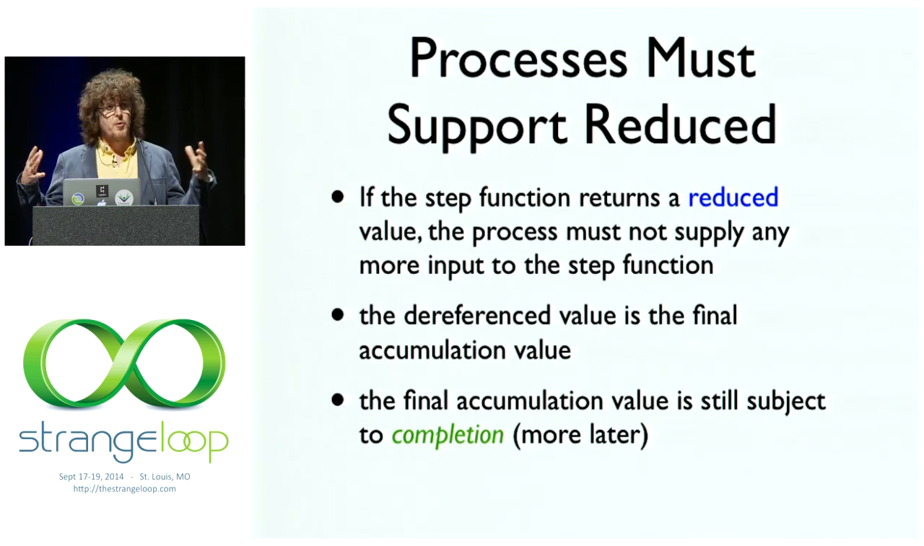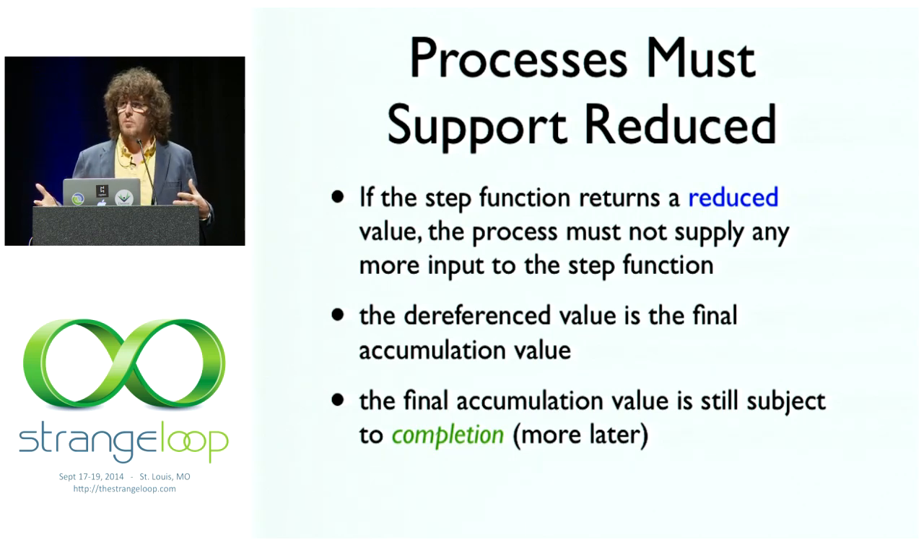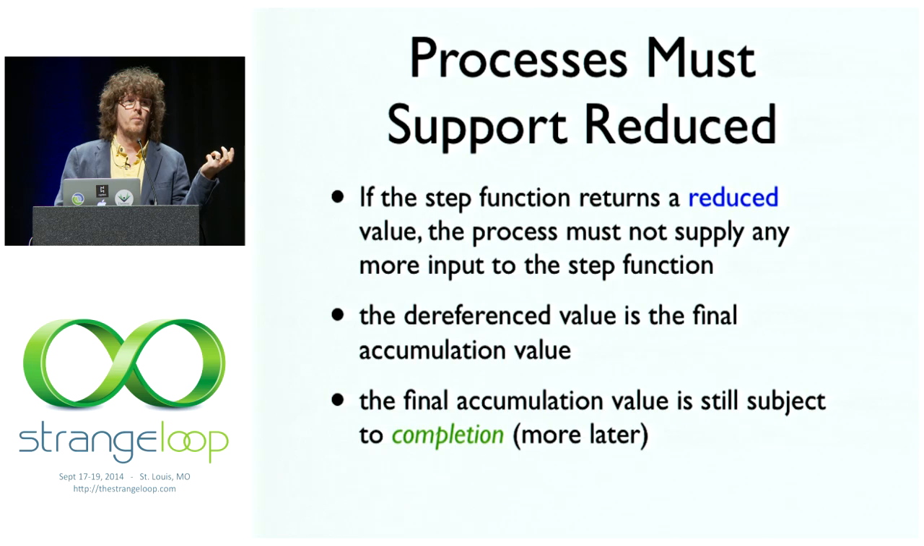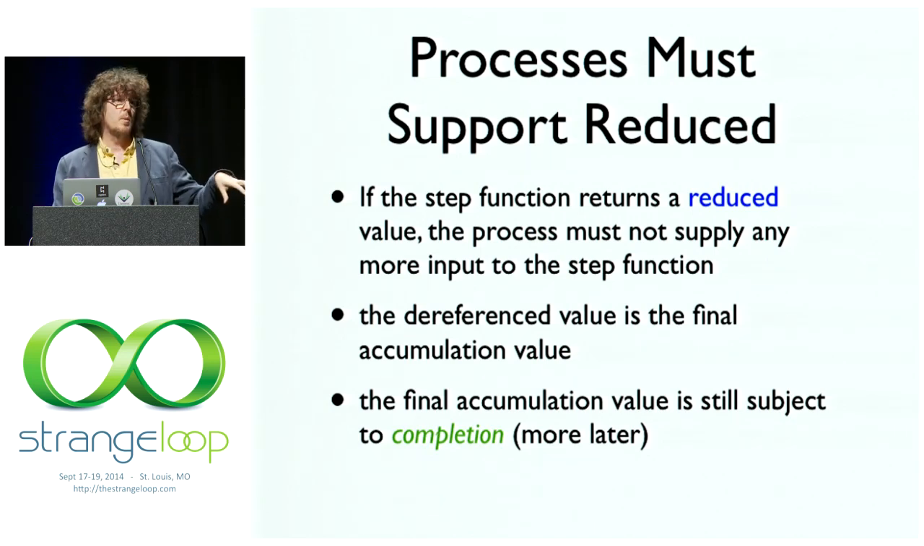And so the reducing processes must also play this game, right? The transducer has to follow the rule from before, and a reducing process similarly has to support reduced. If it ever sees a reduced thing, it must never supply input again. The dereferenced value is the final accumulated value. But the final accumulated value is still subject to completion, which I'm going to talk about in a second. So there's a rule for the transducers as well. They have to follow this rule.